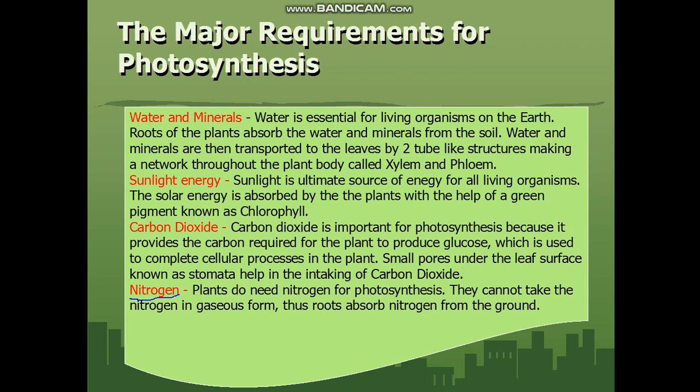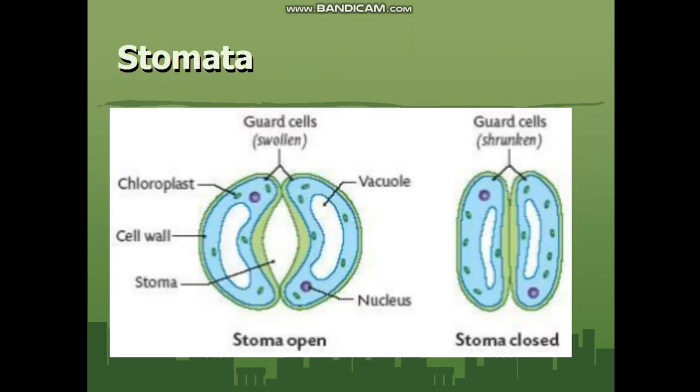Nitrogen. Have you ever thought that even nitrogen is necessary for photosynthesis? Yes, nitrogen is necessary for photosynthesis. Plants do need nitrogen. They can take the nitrogen from the roots or from the ground. They are not able to take the gaseous form of nitrogen. Thus, we know that farmers provide fertilizers, nitrogenous fertilizers, for the plants in their fields.